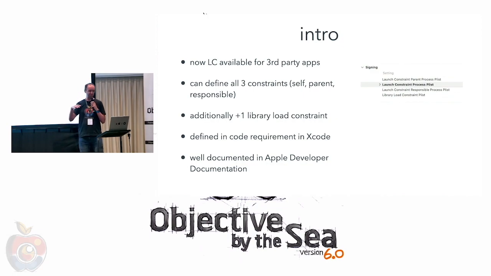So before we go into that, launch constraints are really, really, really easy to implement for your application. Like, I suck at developing anything, and even I could do that. So there is no excuse not to do that. It's in Xcode. You define a code requirement in Xcode. You add it, and that's it. It's very, very well documented on Apple's website.